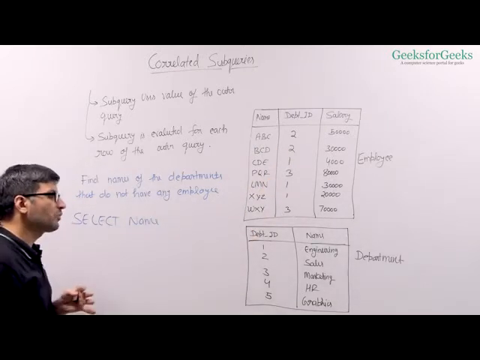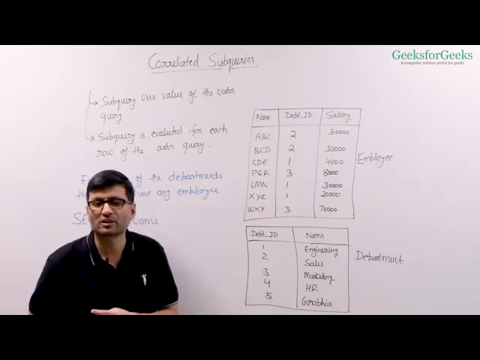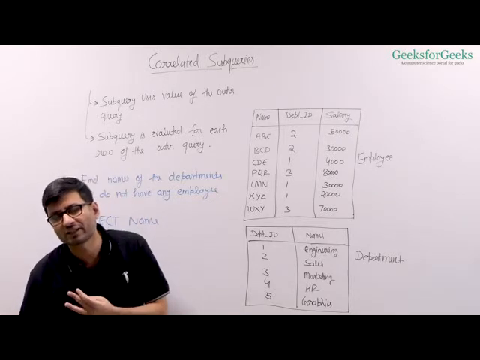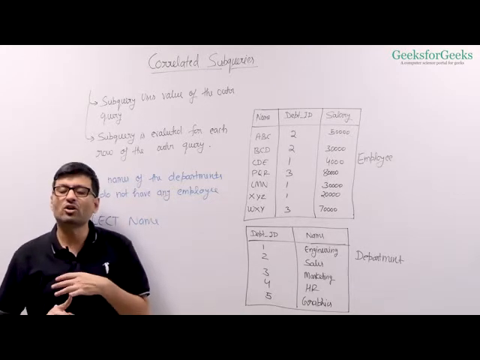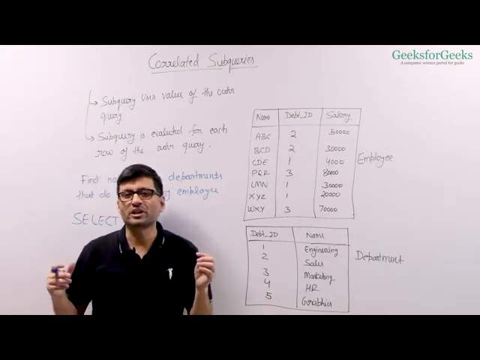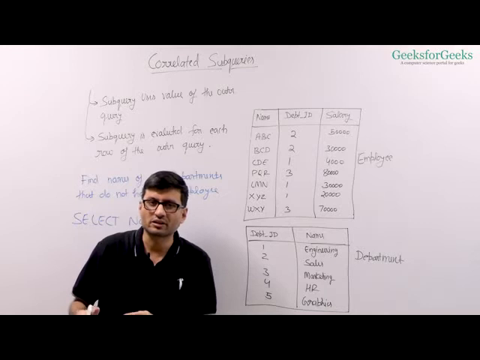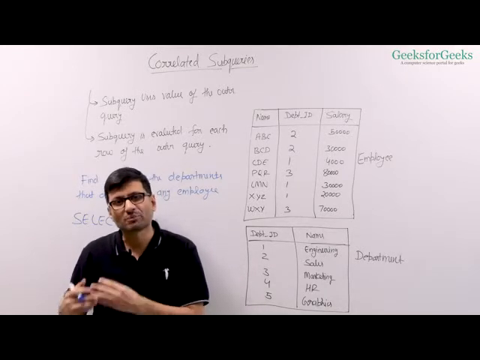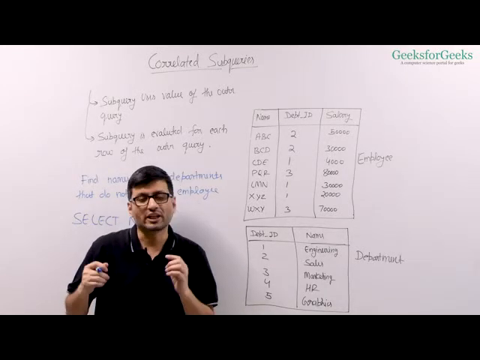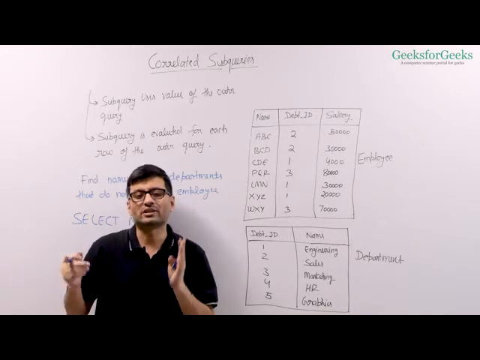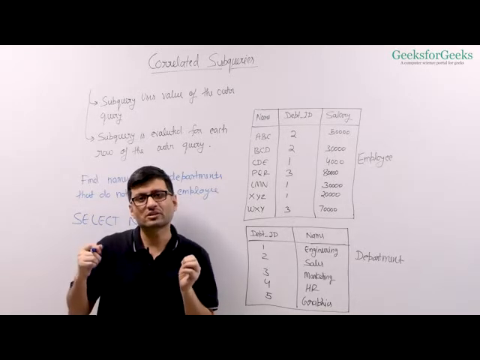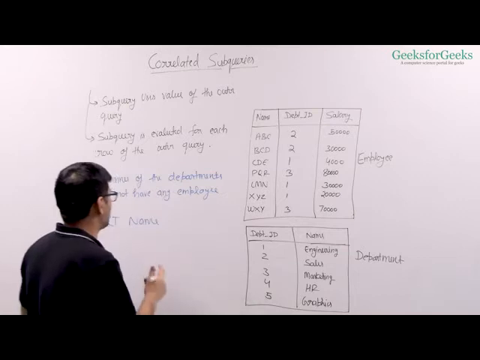So for that we have EXISTS and NOT EXISTS in SQL. NOT EXISTS returns true when the result set of the subquery does not return anything. And EXISTS is the opposite. If your subquery returns anything, then the EXISTS function returns true, right? So let's write this down.